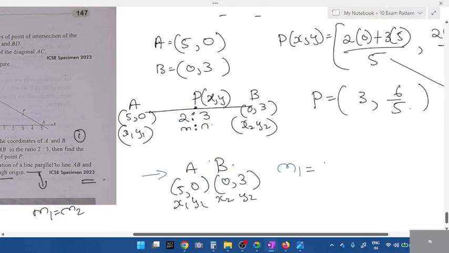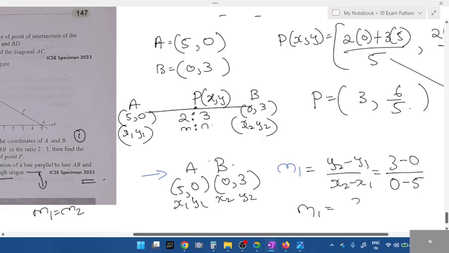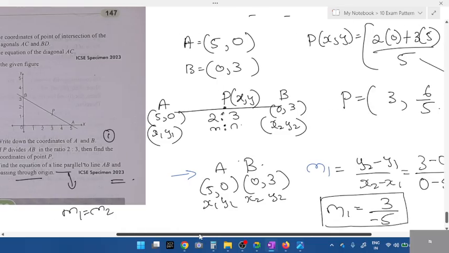What is slope? M1 formula. Y2 minus y1 divided by x2 minus x1. What is y2? 3. 0 divided by what is x2? Response, student. 0 minus 5. What is m1? Is this clear till here? Okay.